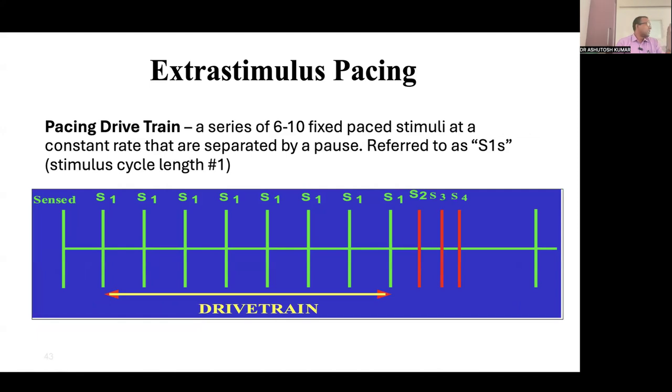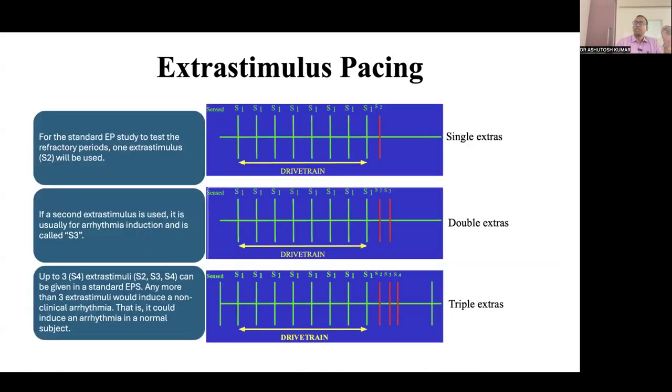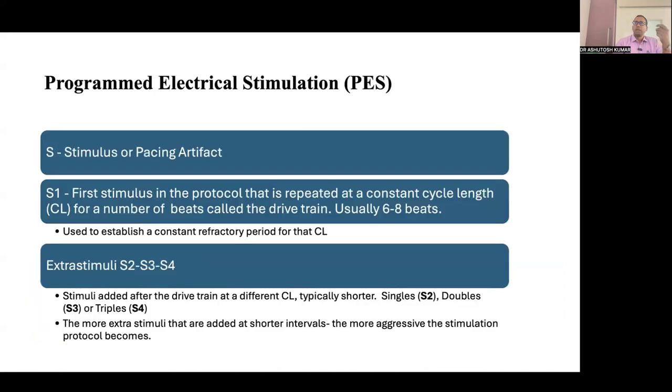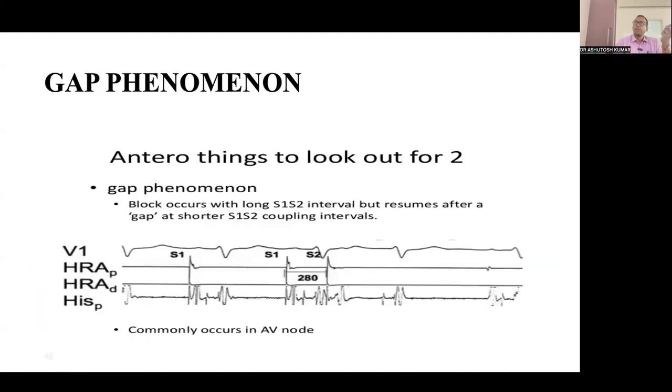For the pacing drive train, whatever the cycle length of the patient, you should reduce it by 20% and start pacing. You have to see how much conduction is happening. So 1, 2, 3, S1 to S3, meaning S4, up to that we will go. And sometimes S4 may induce a non-clinical arrhythmia also.